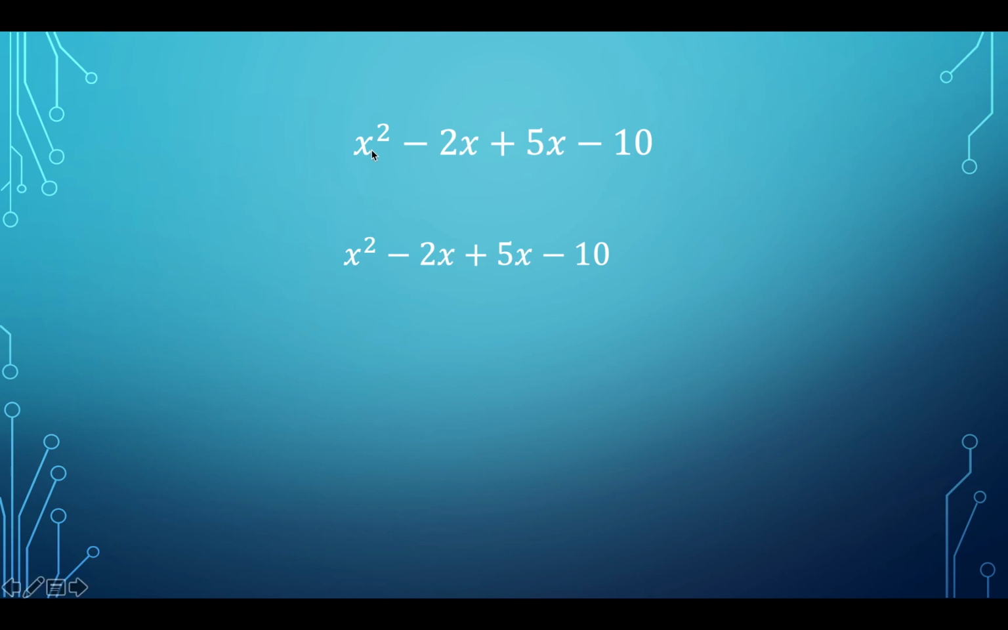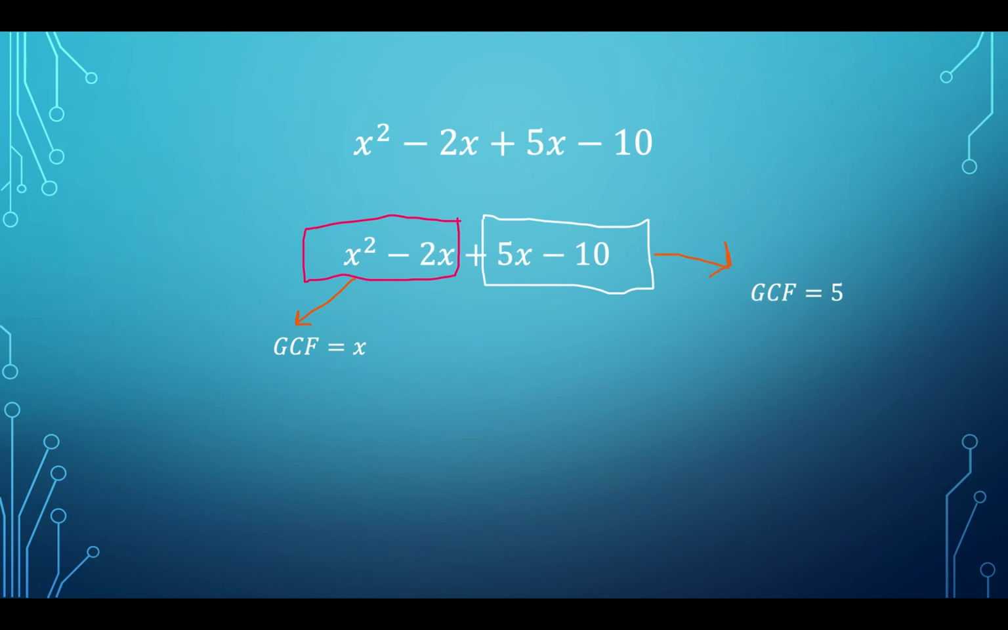Let's try this one. x squared minus 2x plus 5x minus 10. Break them up into two separate boxes. So we have x squared minus 2x and positive 5x minus 10. Let's find the greatest common factor between x squared and minus 2x. The greatest common factor is x. And let's work with this white box over here. 5x minus 10. The greatest common factor between the two is 5.